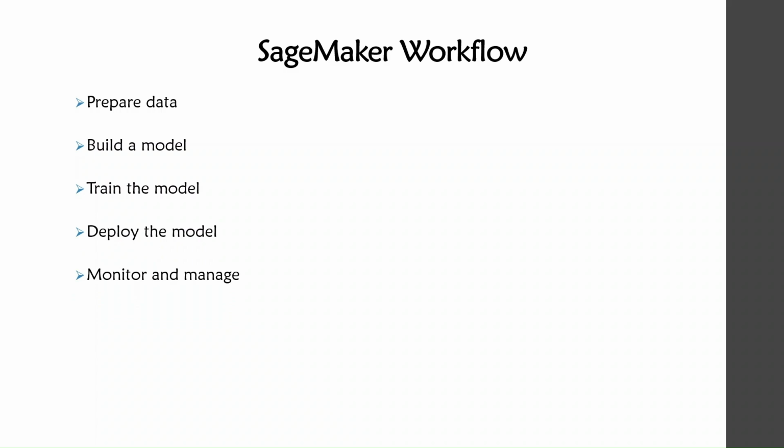So when we see the summary of this workflow: prepare data, here gather and process data for model training. Build a model: choose the algorithm, design the architecture and evaluate the model. Train the model with data, optimize hyperparameters and scale training if necessary. Deploy the model for real-time or batch predictions. And monitor and manage: continuously monitor model performance, update as needed and ensure it operates well.